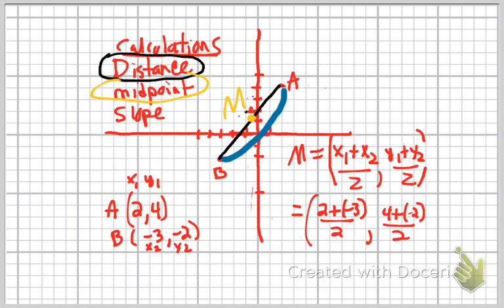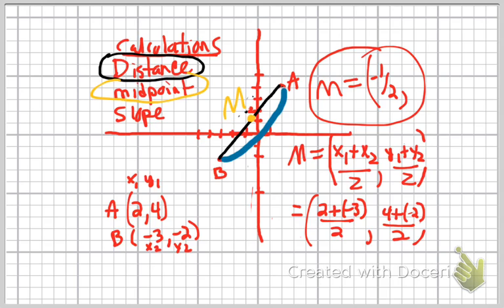Okay, if you crunch that out, what are you going to get? Well, and I'll put that in a lovely bubble right here. You're going to get 2 plus negative 3 is negative 1, so you're going to get negative 1/2, comma, and then 4 plus negative 2 is 2, and then divide that by 2, you're going to get 1. So negative 1/2, comma 1 for your midpoint.